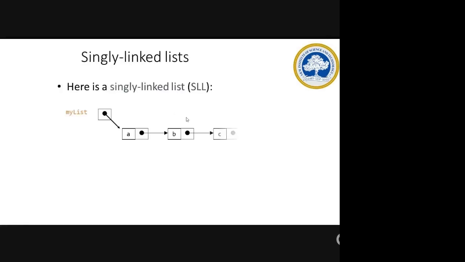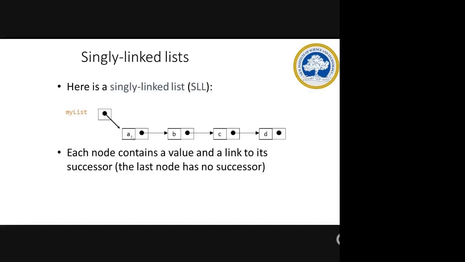So here is a singly linked list. See here, singly linked list, my list A, then B, C, D. So finally here actually there should be null. There should not be a dot, there should be null. I will change it. So each node contains a value and a link to its successor. The last node will not have a successor, so it should be marked as null.